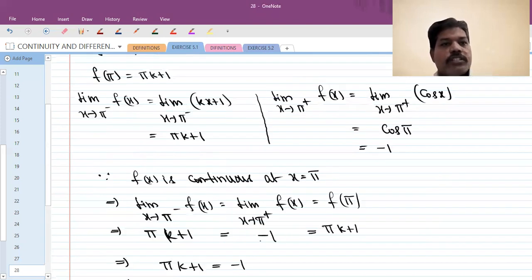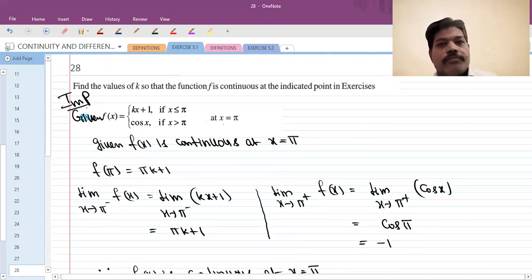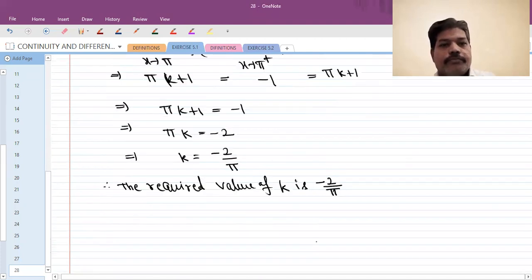See that question, students, the function is continuous at x is equal to pi, then what is the value of k? Important question, students. You have to practice this question also. They are giving 4 marks for this one. So see that question, students, and practice this question.